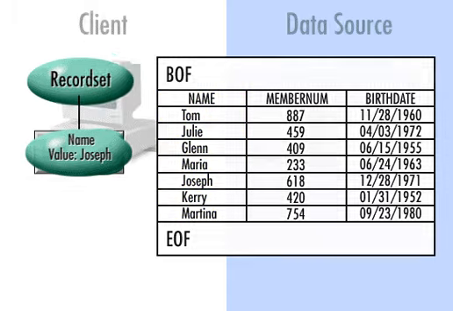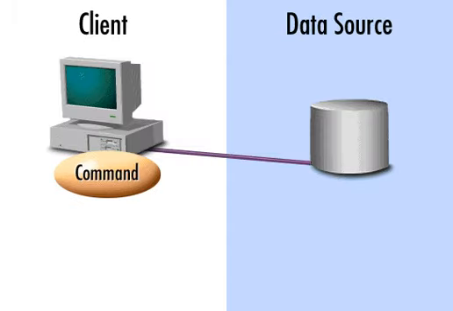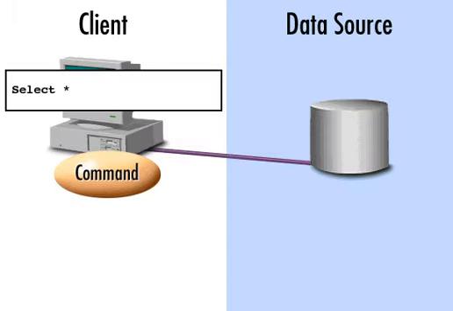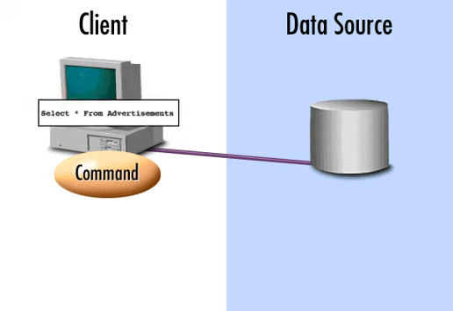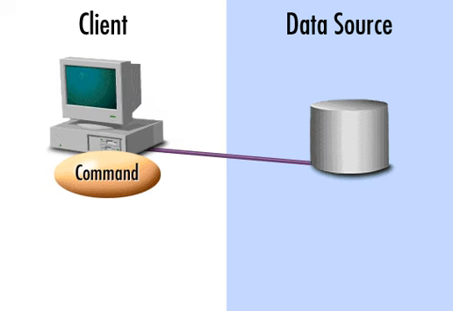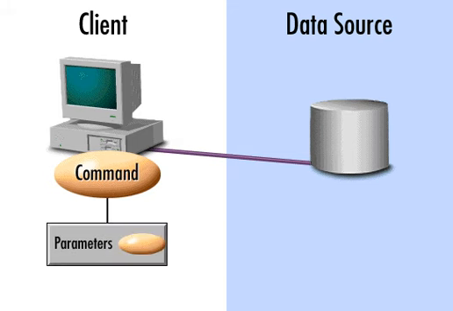The ADO command object allows you to issue commands to the data store. They are often query strings or names of stored procedures, but can be any statement that the underlying data source understands. Command objects often return a record set. A command object can have a set of parameters.